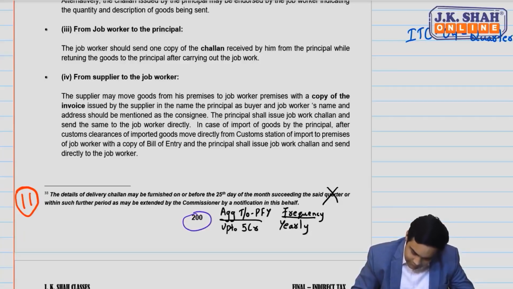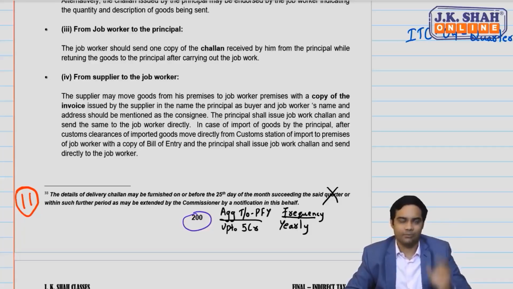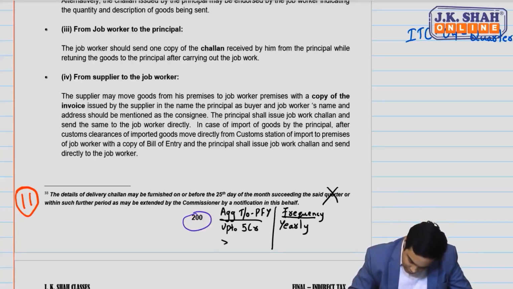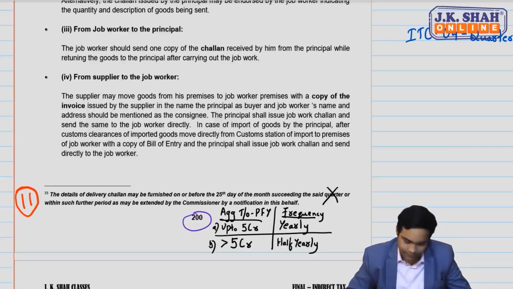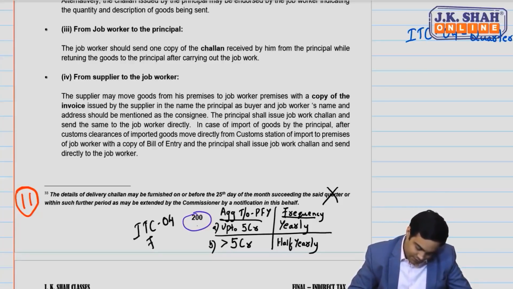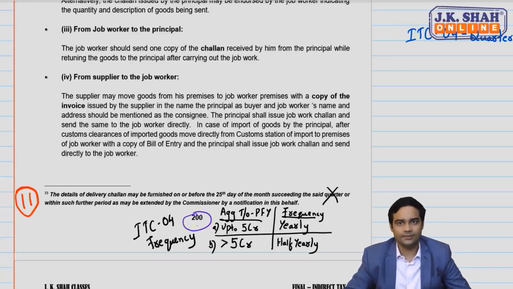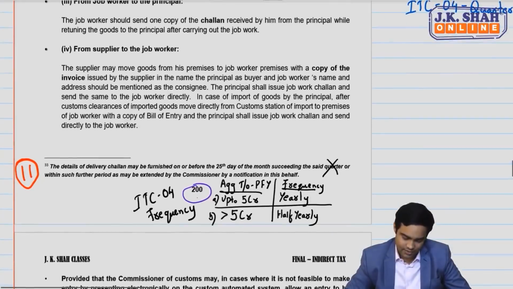And what will be the due date? 25th April, because it is 25th after the end of financial year. And if your turnover last year was more than 5 crores, then frequency is half yearly. So earlier for both it was quarterly, now it has been made half yearly. Did you understand this? So you can delete this quarter on page 200 and write this ITC-04 frequency. Yes? Okay.